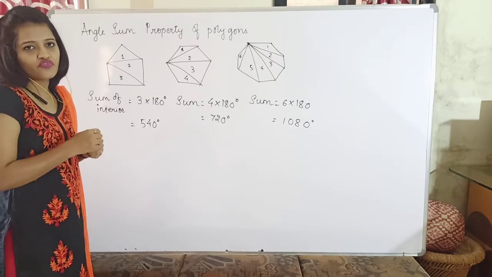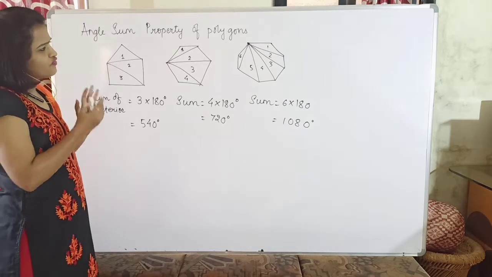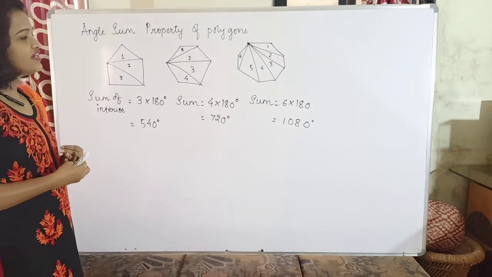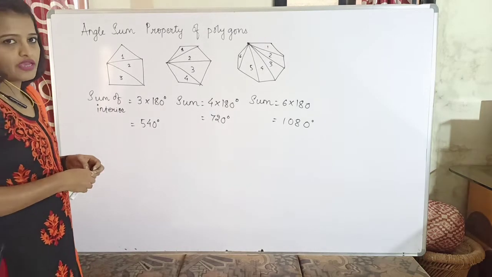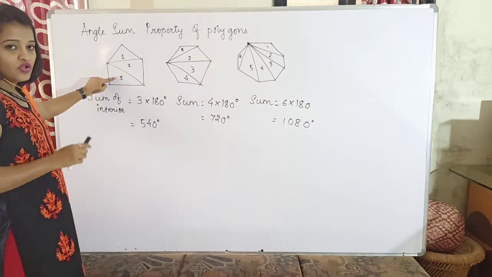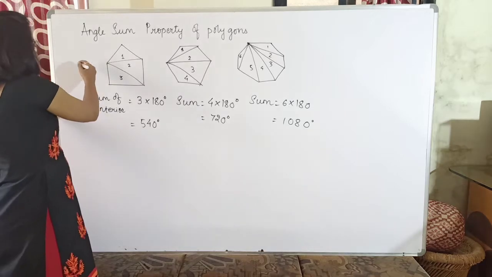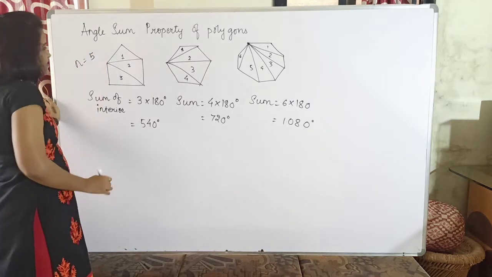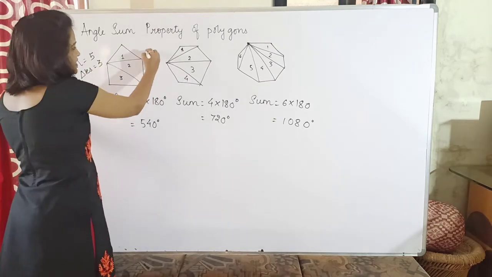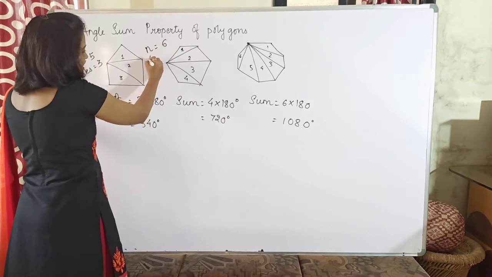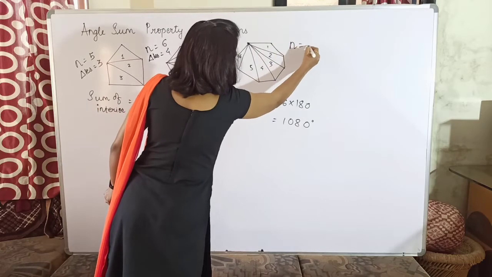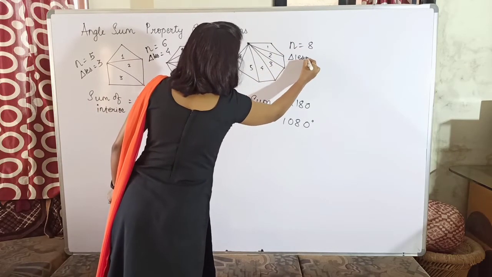Okay, so now from this, can I make a generalized formula wherein I can find the sum of the interior angles of any polygon? Yes, instead of each time drawing the figure and dividing it into different triangles, what if I generalize a formula which will be applicable? Now here, as you can see, how many triangles were being formed? 3. What were the number of sides of this figure? The number of sides were 5, and the triangles formed were 3. In this case, the number of sides were 6 and the triangles formed were 4. In this case, the number of sides were 8 and the triangles formed were 6.